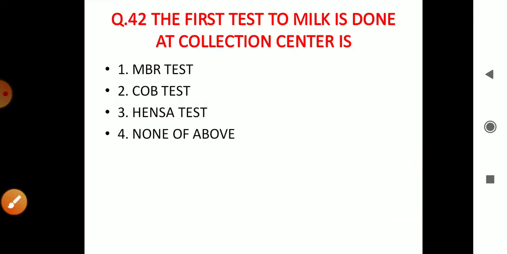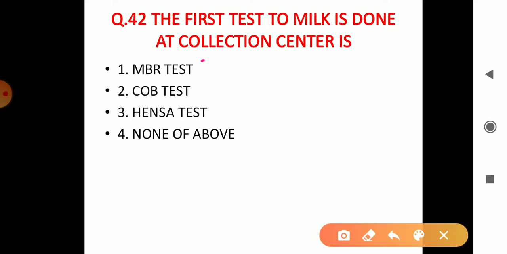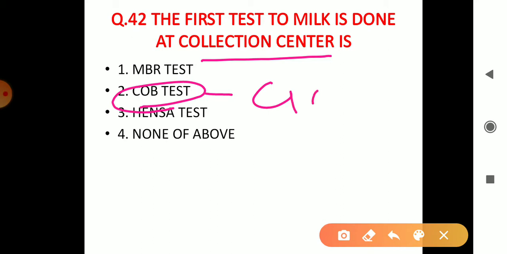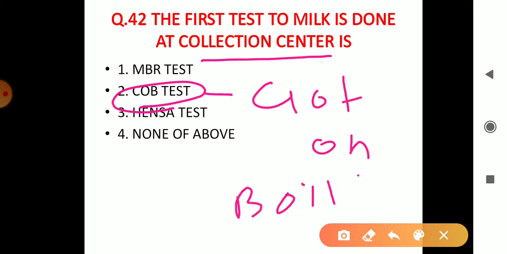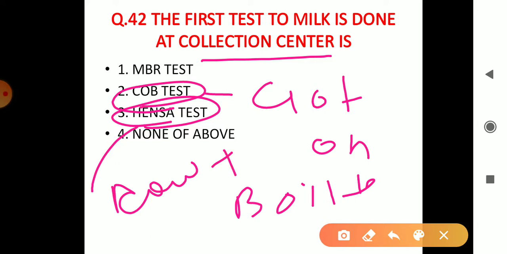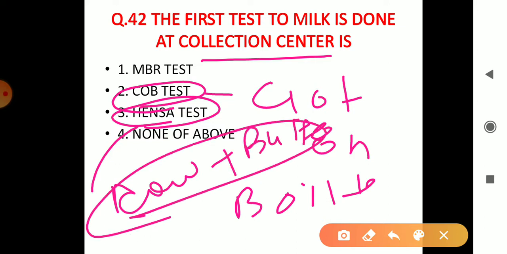The first test of milk done at the collection center is the COB test. You should remember: clot on boiling test. So what is the Hansa test? Hansa test: if we mix cow milk with buffalo milk, then by the Hansa test we can detect it.